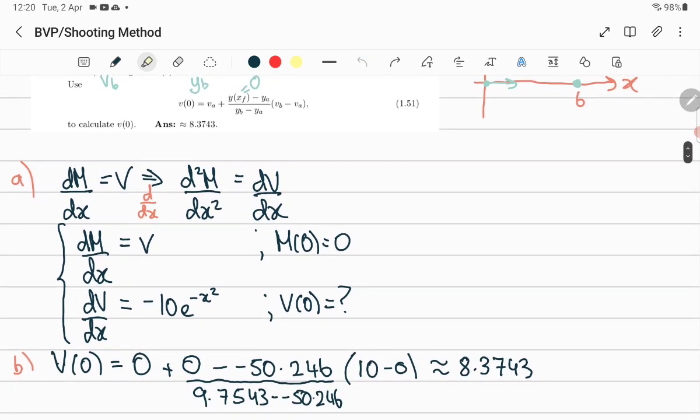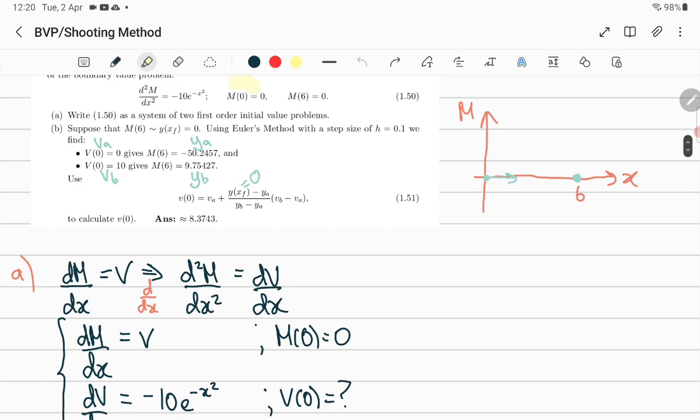And then as before, we knew the initial value of m, that's given to us, but it's a boundary value problem, so we don't know the value of v at 0. Instead, we know the value of m at some other point, some second point.